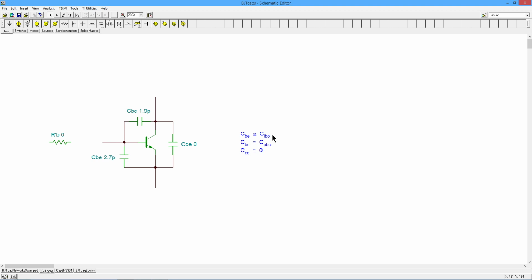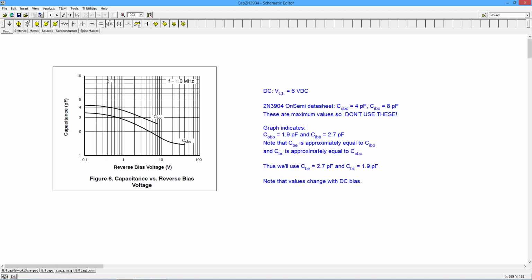Now, you don't just look on the data sheet and grab what it says for CIBO and COBO. Why? Because those are zero bias max values. Instead, you want to get a graph. Okay? So if you get out the data sheet, I have a data sheet from ON Semiconductor that makes this 2N3904. Their stated values are 4 picofarads and 8 picofarads for COBO and CIBO. But like I said, these are max values. If you want to do maybe a low bias worst case analysis, you might use them. But otherwise, use the graph.